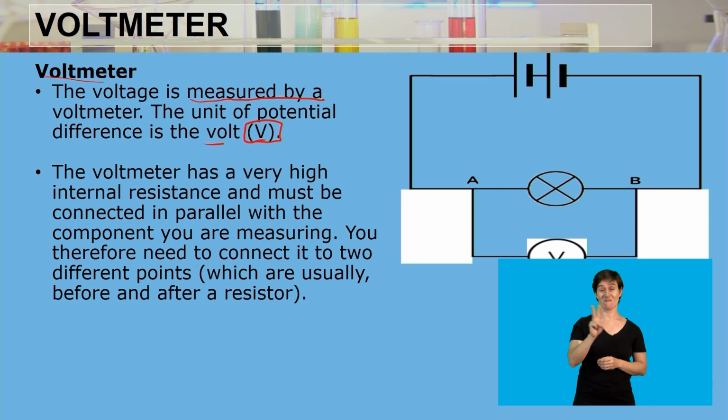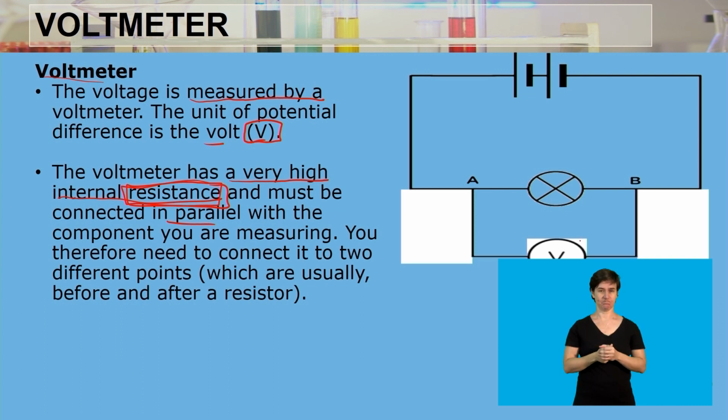So the voltmeter has a very high internal resistance. Remember, resistance is the tendency of a conductor to resist the movement or the flow of current. Because it has a high resistance, it must be connected in parallel with the components that you are trying to measure. You therefore need to connect it to 2 points in a circuit.